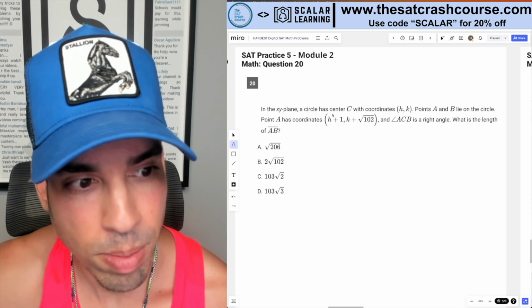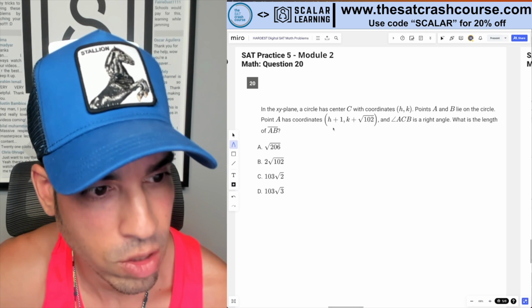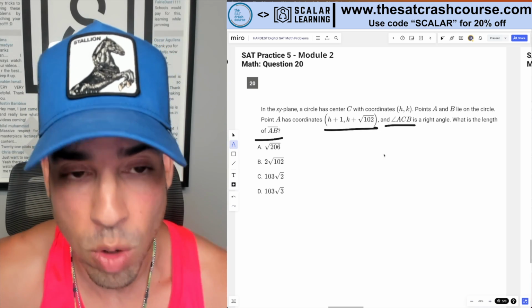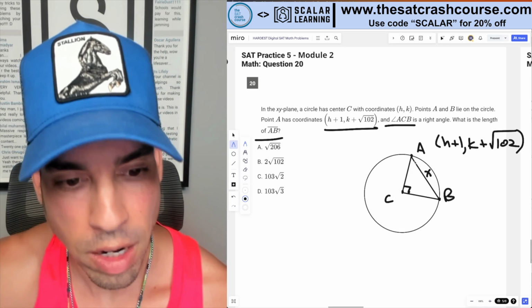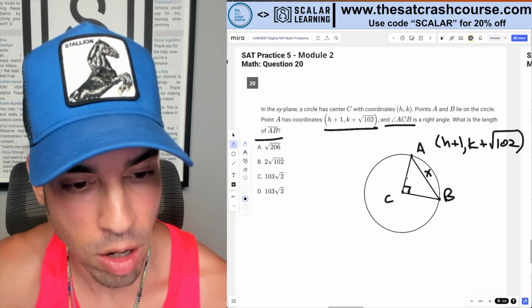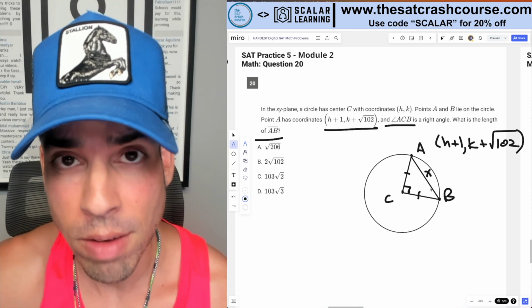Done. In the xy plane, a circle has center C with coordinates H, K. Points A and B lie on the circle. Point A has coordinates of this. ACB is a right angle. What is the length of AB? Very difficult question. Let's draw it out. So here's the diagram. Here's AB. And as you can see, as I've drawn it out, it now looks like a right triangle. But moreover, since it's in a circle, these are equal, which means it's a 45, 45, 90.